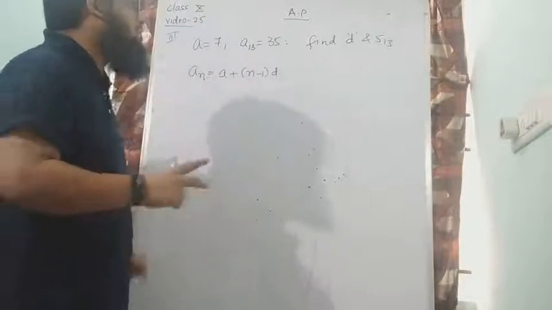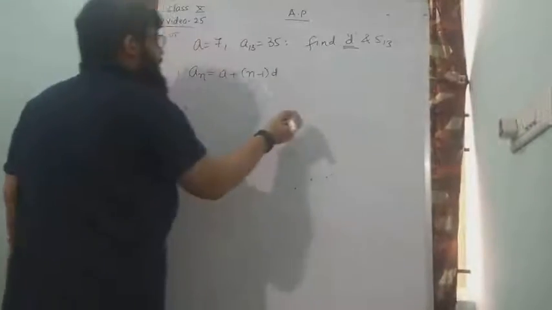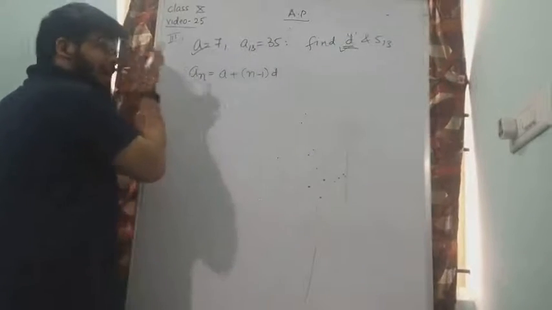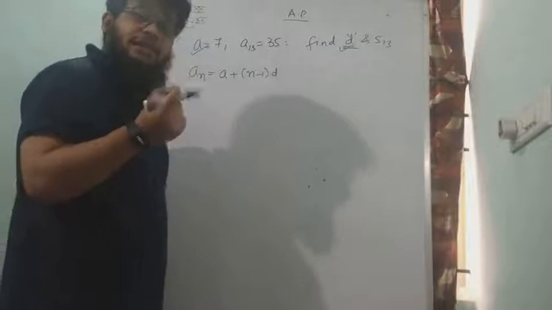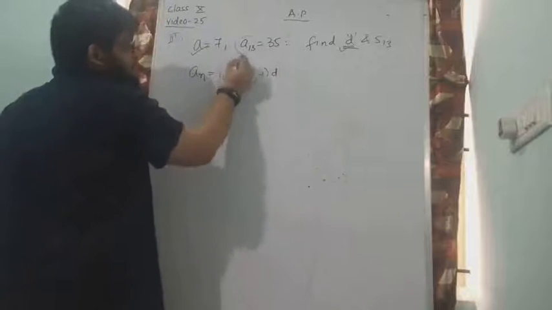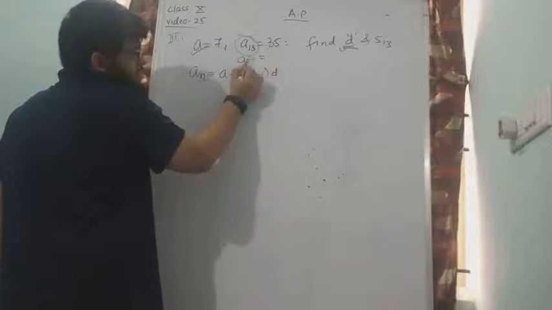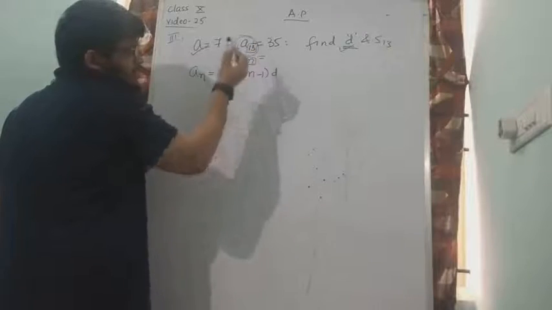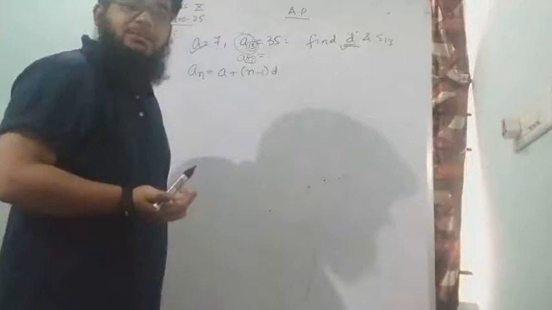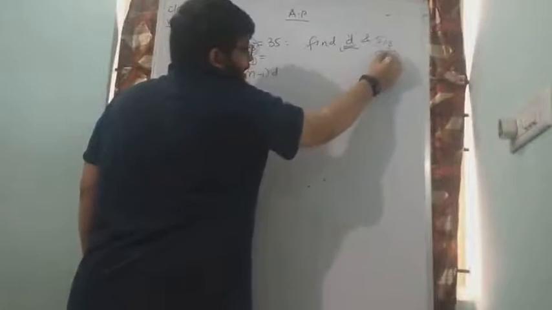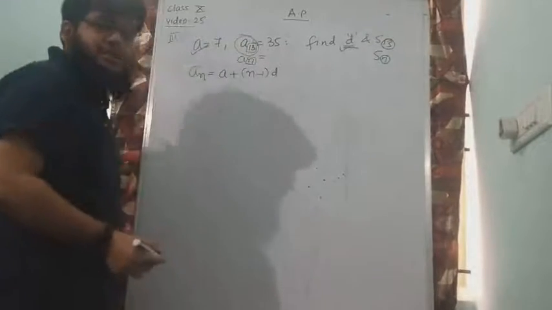If you look at the question that I read, find D. A I have, and An I have. Now how should I find out what is N? Compare this one, A13, with An. That means in place of N, I have 13, isn't it? N can be replaced by 13. Here also, if you see S13, in place of N I have 13. So this is how we have to make out.